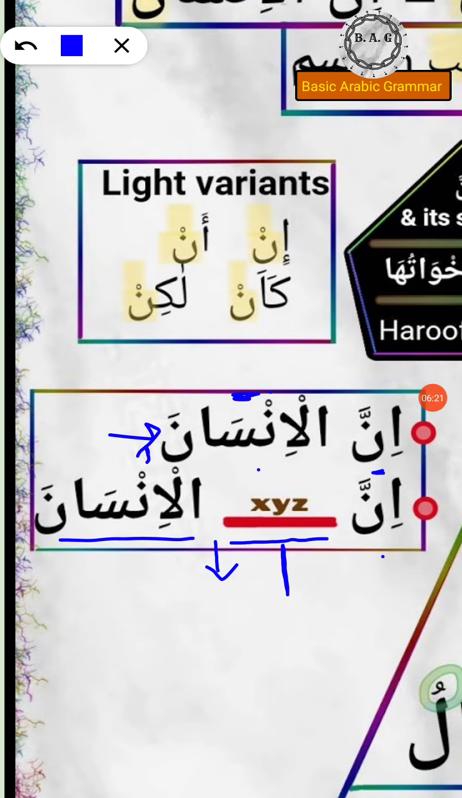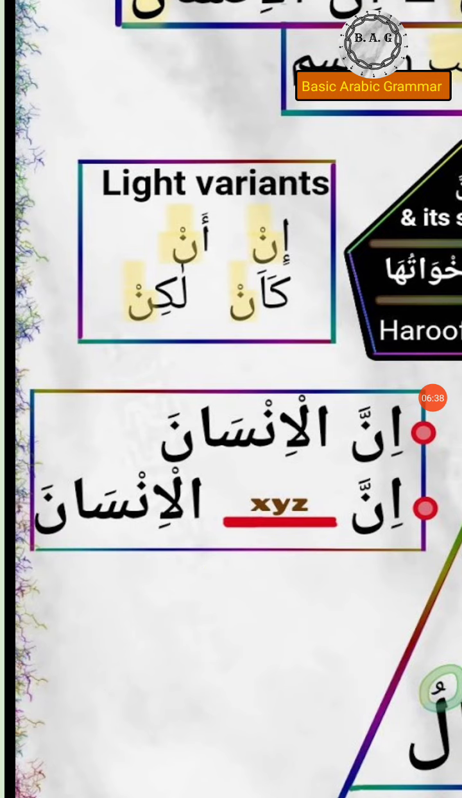line to find out where its mansub ism is, and once you find that, of course it's going to be the ism of that inna. All right, and once you find that mansub ism, that's where you're going to put its auxiliary verb. If you want some examples for this, you can watch the video lecture that I did for it, and there are plenty of examples for that.